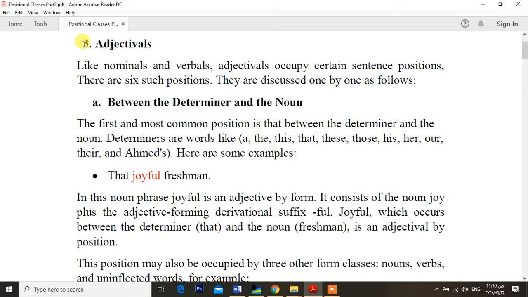Hello again, dear students. In our previous lecture, we talked about nominals and verbals. And today we are going to take the rest of them, which are adjectivals and adverbials.